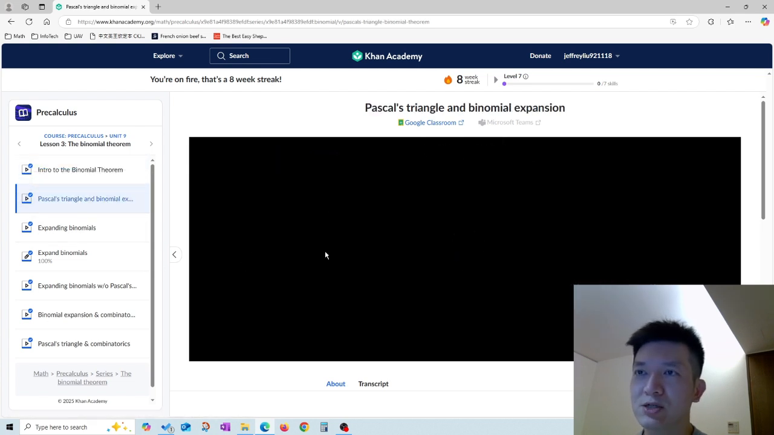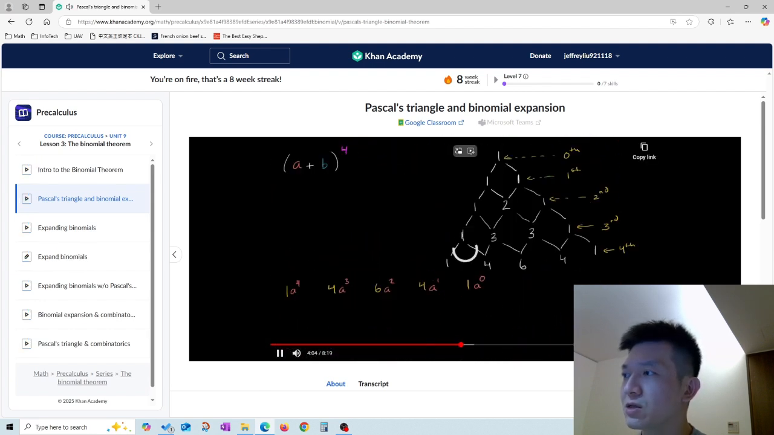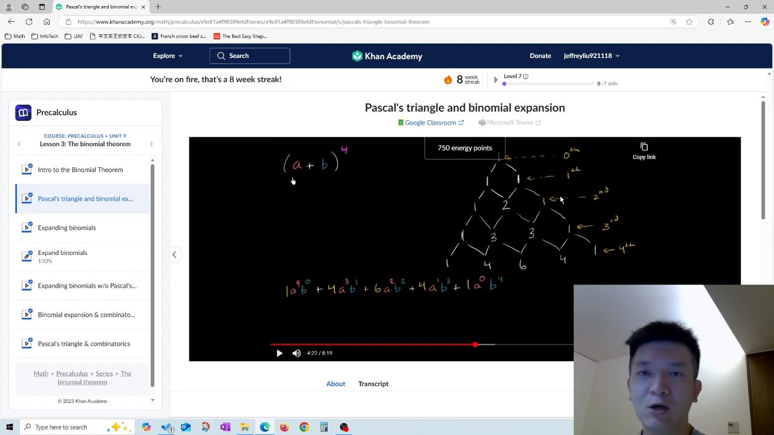So let's look at Pascal's triangle. I'm sure you've seen this triangle before. This will be your 0 degree. We start from 0 degree, and that corresponds to the degree or the level that you are doing your binomial expansion on. For instance, what we have here is a 4th degree, then you choose your 4th level on your Pascal's triangle.